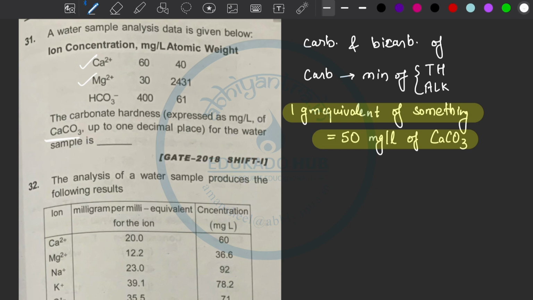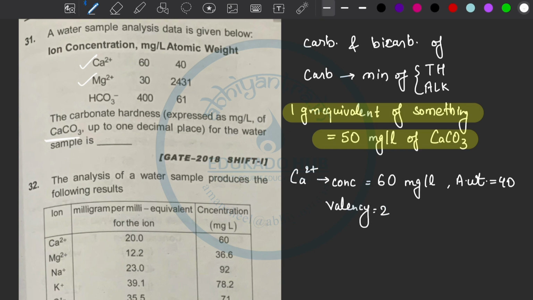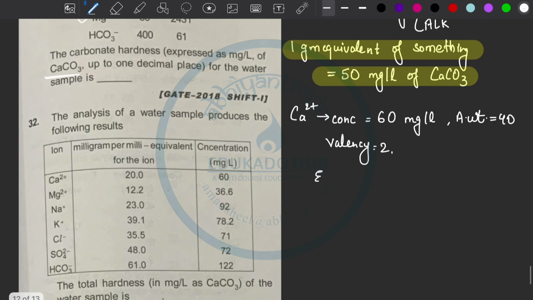Now they have given calcium ion. It is having concentration 60 milligram per liter and atomic weight is 40. Calcium ion's valency is 2. So equivalent weight, if we want to know equivalent weight, is nothing but atomic weight divided by valency. Atomic weight is 40, valency is 2, so equivalent weight of calcium ion is 20.